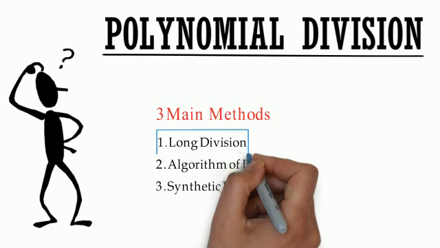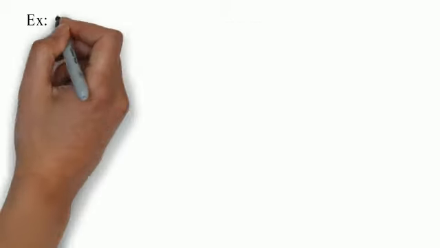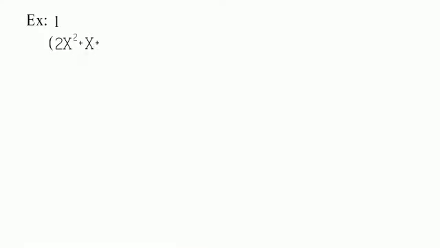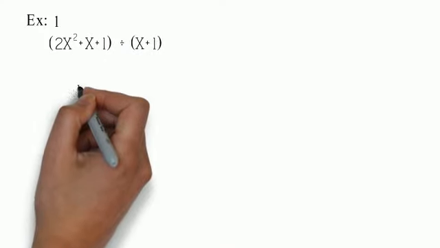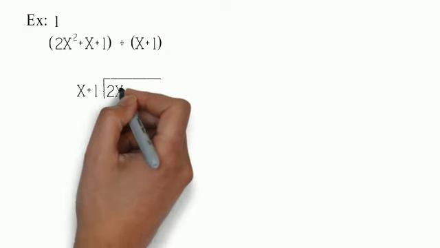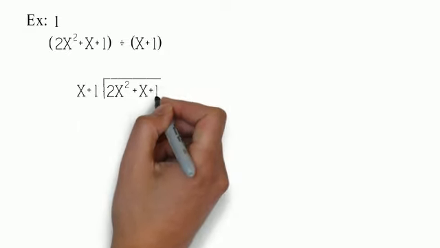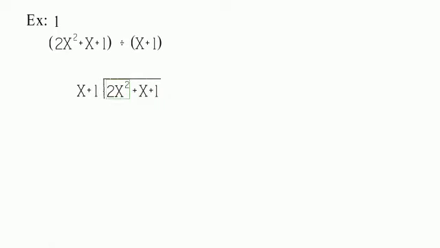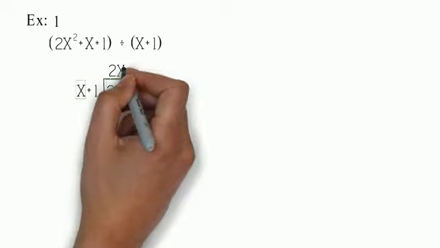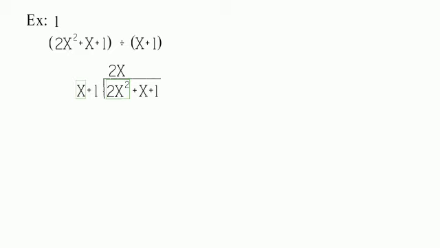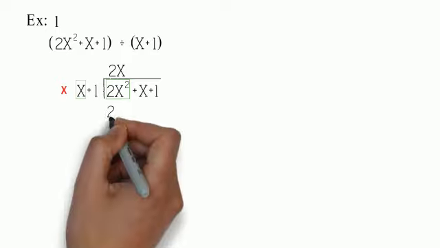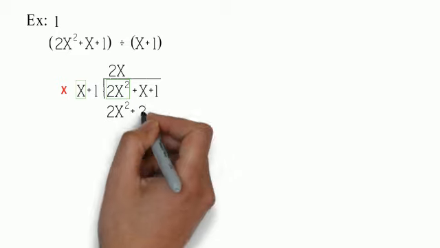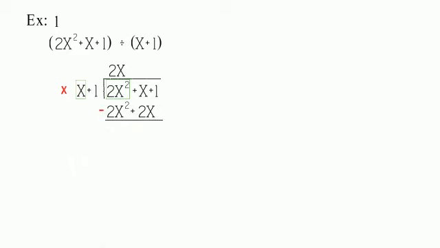To start with long division, example number 1, 2x squared plus x plus 1 divided by x plus 1. We write this as the first step, we divide the leading term 2x squared by the leading term in the divisor x. We get 2x. We put that on top and then multiply it with x plus 1 and write it here as 2x squared plus 2x. When we subtract it, we get minus x plus 1.